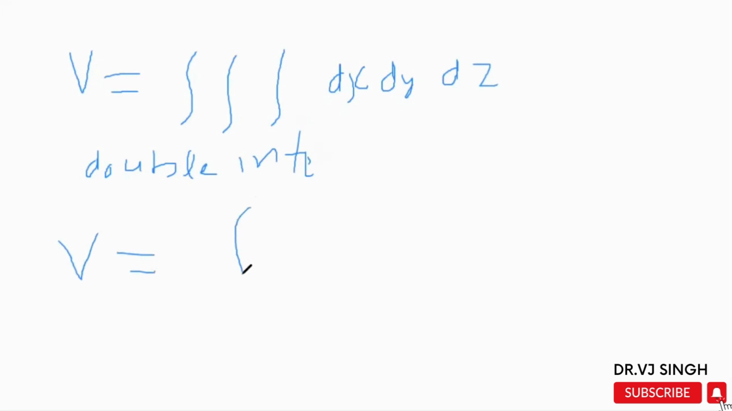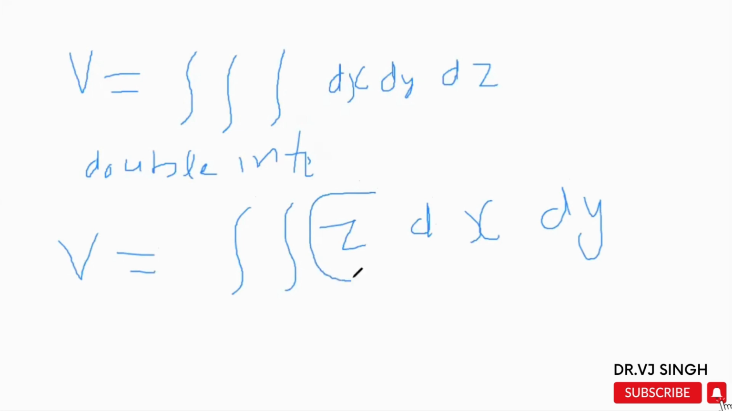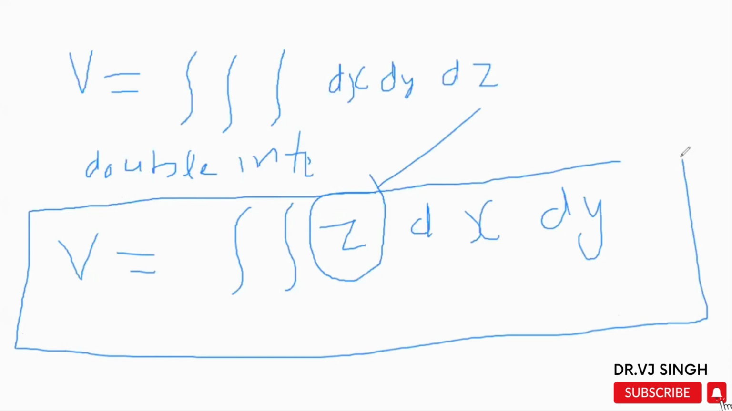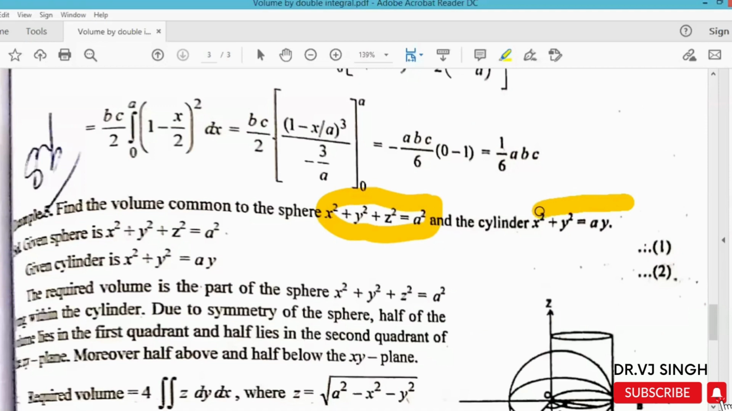We can use only two integrations. Then here it is z, dx and dy. Okay? So we find the value of z in terms of x and y. Then this whole question is converted into x and y. So we find the limit of z in terms of x and y. So this is the volume by double integral. No problem, no cylinder.